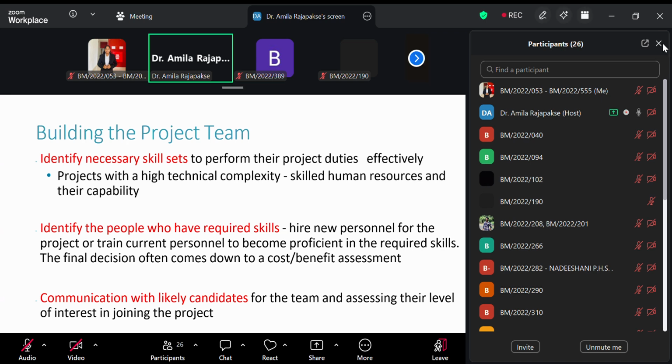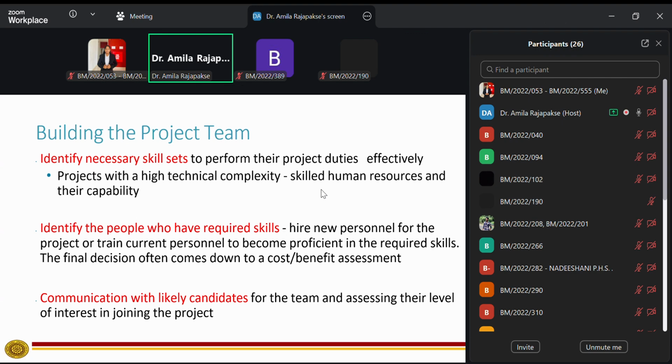So we could not achieve the project objectives. Therefore, we need to identify, not the people, not the members, but which kind of skills they need to possess as a team member. So that is skill set identification.